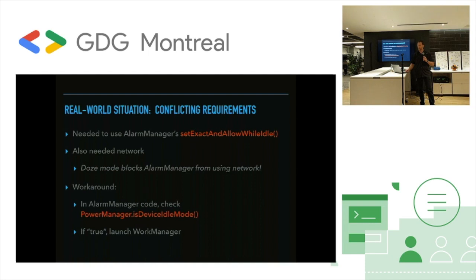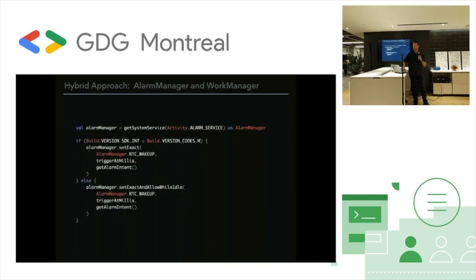So luckily, in the Power Manager, we have this method, isDeviceIdleMode, and it'll return true or false. So we have a way of knowing if the device is sleeping. If it's true, we launch Work Manager as a backup. So here we have the actual Alarm Manager code. Alarm Manager is pretty old in Android. We're supporting devices earlier than Marshmallow, so in that case, we use the same old setExact method as before. And for the newer ones, we run setExact and allow while idle. Everything there is the same.